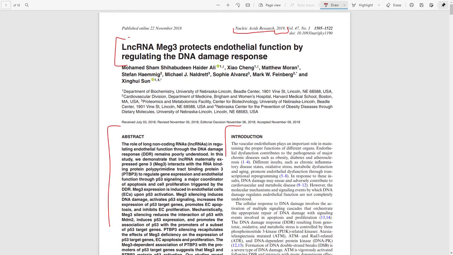So here you see the title of this article, and it clearly states that it is about the long non-coding RNA MEC3, which is protecting the endothelial functions. And how it does it? It does it by regulating the DNA damage response. So it is a very active title for the article. And how do you understand it? So you understand it by the verbs used. So here you see the words protects and regulating.